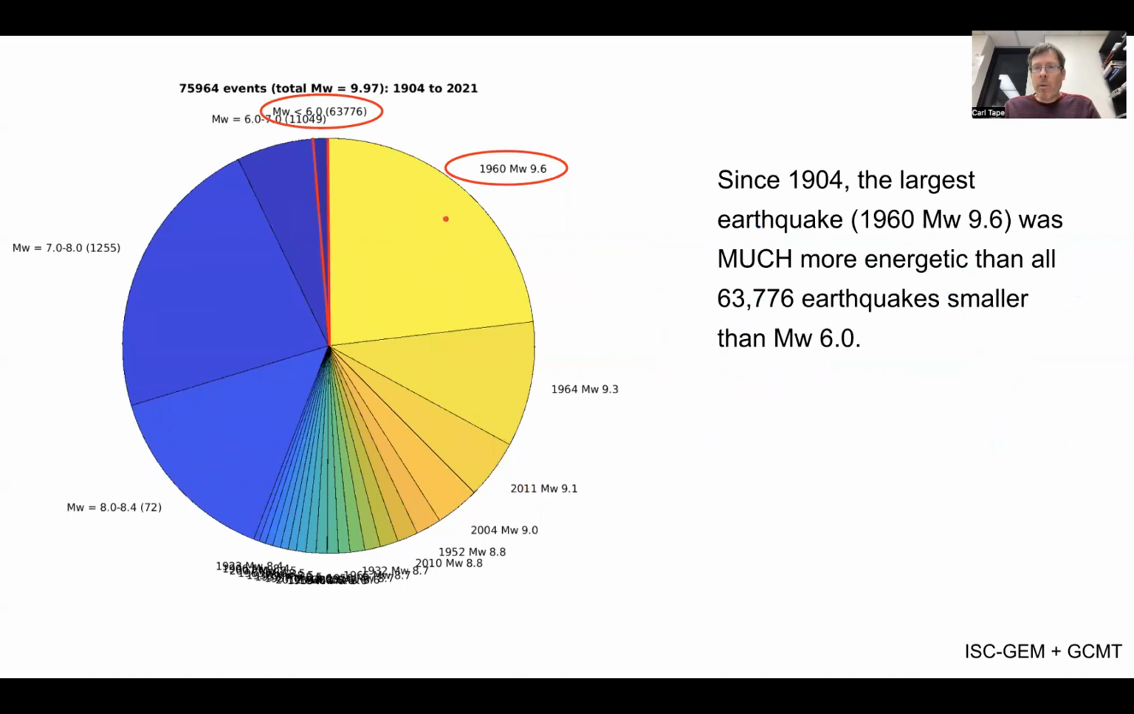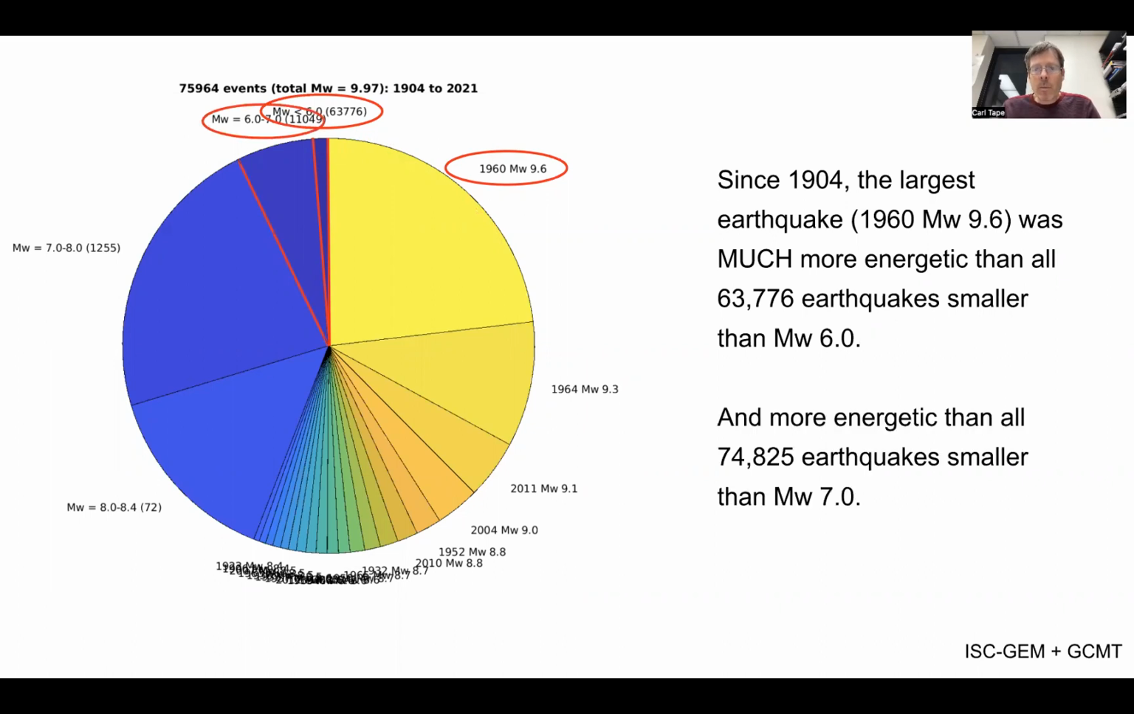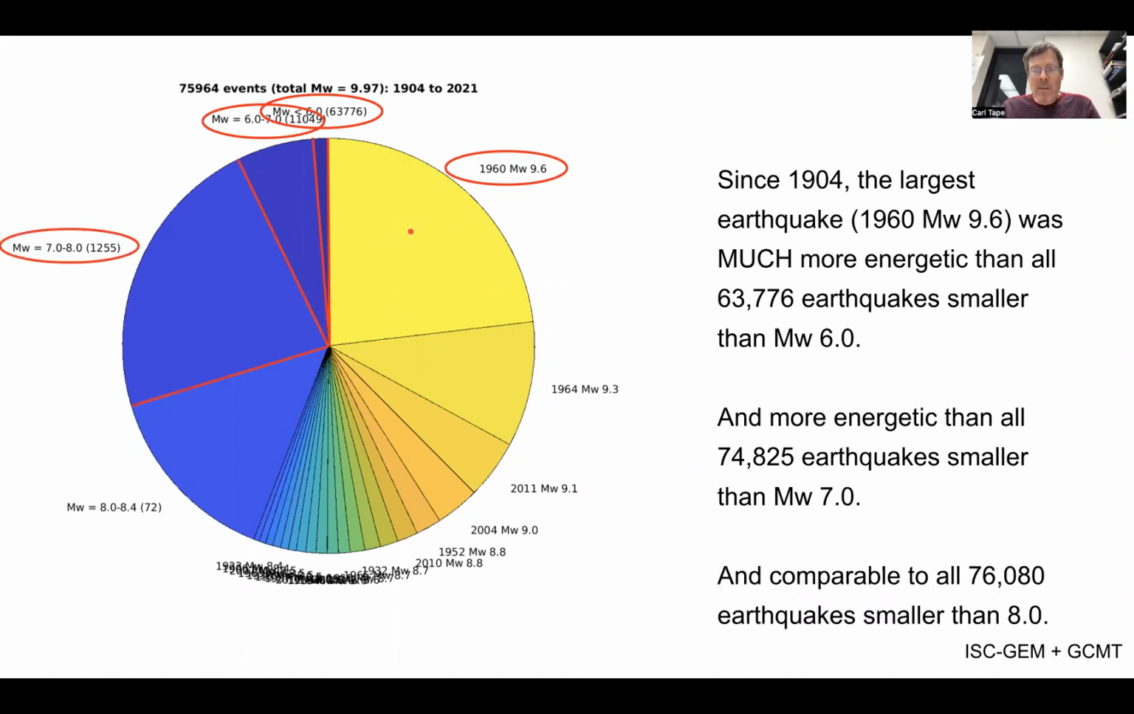So we can look again: since 1904, the largest earthquake, 1960 magnitude 9.6, was much more energetic than all 63,776 earthquakes smaller than magnitude 6. Pretty impressive, it gives you some appreciation for just how big these large earthquakes are in terms of the energy released. And even more, this one event was more energetic than all 74,000 earthquakes smaller than magnitude 7, this wedge here, and comparable to all 76,000 events smaller than magnitude 8. Over this 120 years or so, one event is comparable to the energy released by all earthquakes smaller than magnitude 8. And 8 is a really large earthquake.